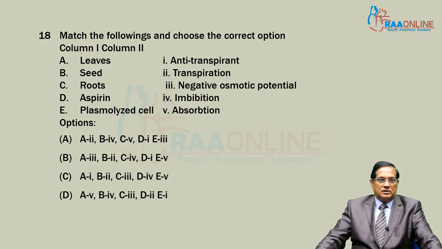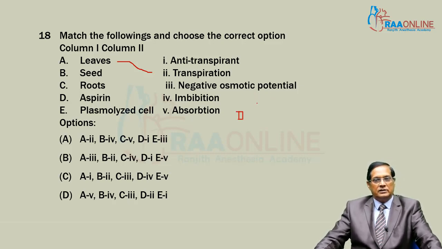Then match the following, choose the correct option. Leaves, seed, root, aspirin and plasmolysed cell. First, leaves, they are concerned with the transpiration. That is, the second one is right, because leaves have stomata, and stomata are involved in the loss of water in the form of vapors.